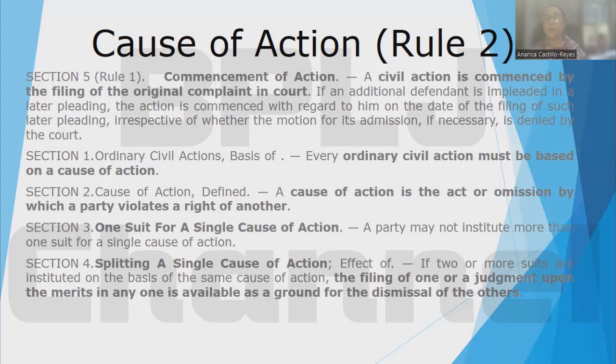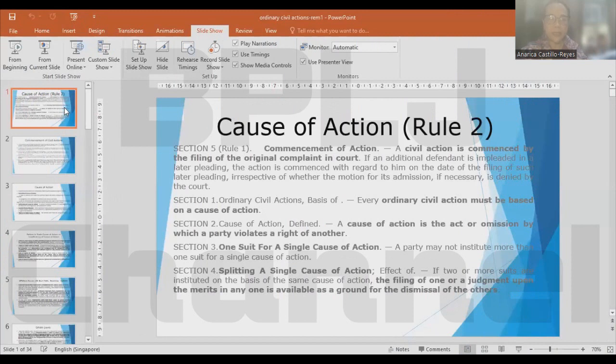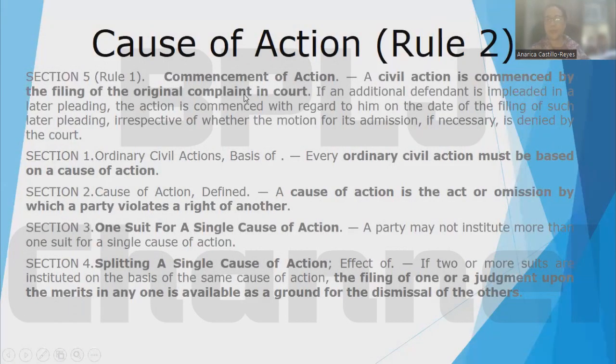We now go to Rule 2, Cause of Action. It is actually the beginning of civil actions. Every civil action starts with a cause of action. What is a cause of action? A cause of action is the act or omission by which a party violates a right of another.